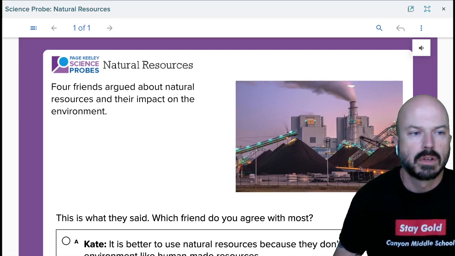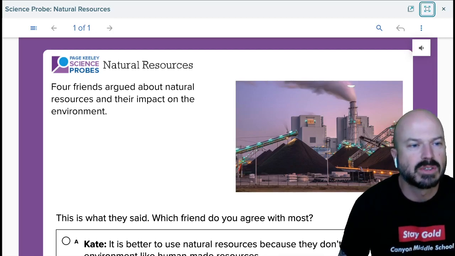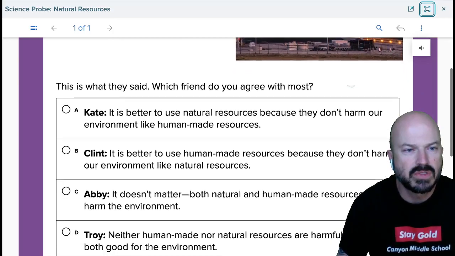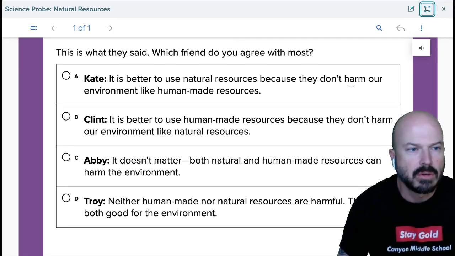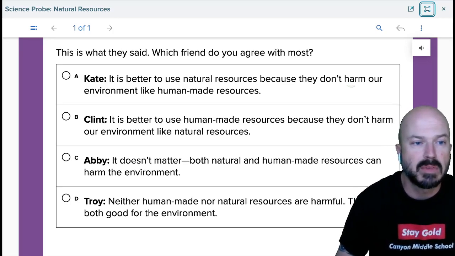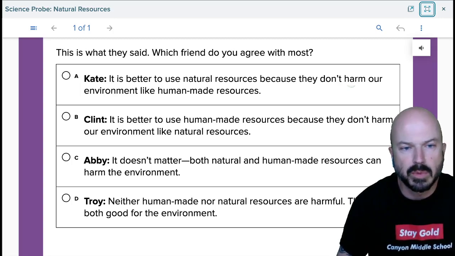So, let's start off with this. We've got four friends arguing about natural resources and their impact on the environment. Which of these friends do you agree with most? Do you agree with Kate? It's better to use natural resources because they don't harm our environment like human-made resources. Do you agree with Clint? It's better to use human-made resources because they don't harm our environment like natural resources.